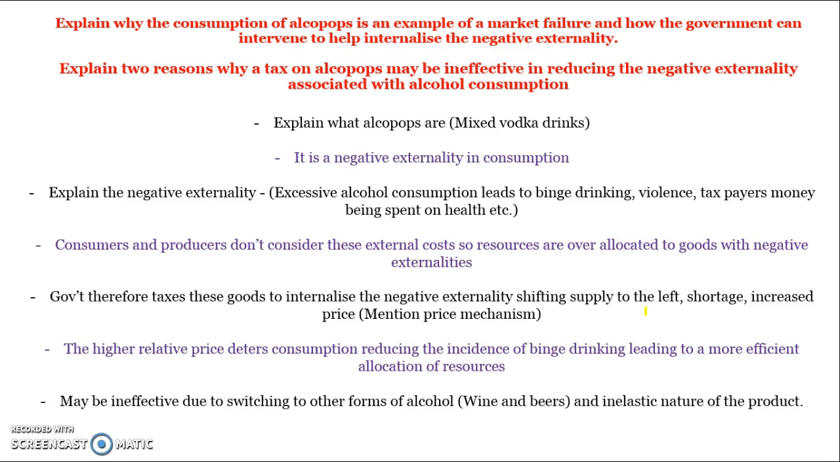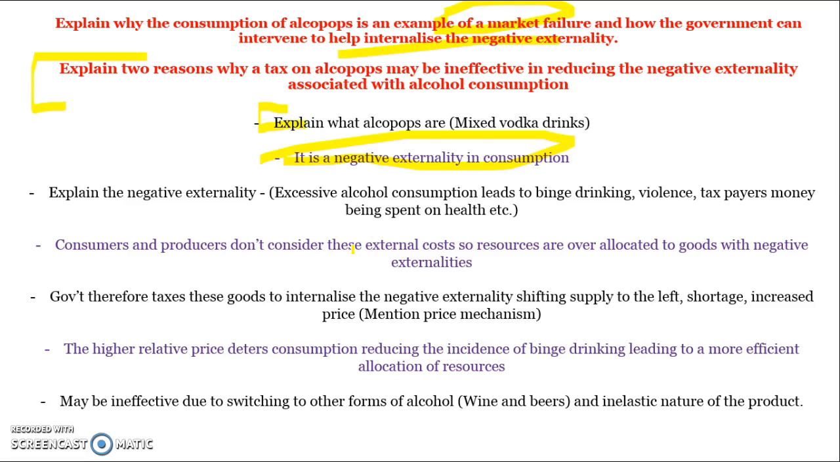Okay, so examples of questions. Explain why the consumption of alcohol is an example of a market failure. So what that means is explain what the third-party costs are, and how the government can intervene to help internalise the negative externality, and then 2 reasons why it might not be effective. Explain what alcopops are really quickly. They're mixed vodka drinks. It's a negative externality in consumption. Explain what that negative externality is that causes binge drinking, violence, etc.